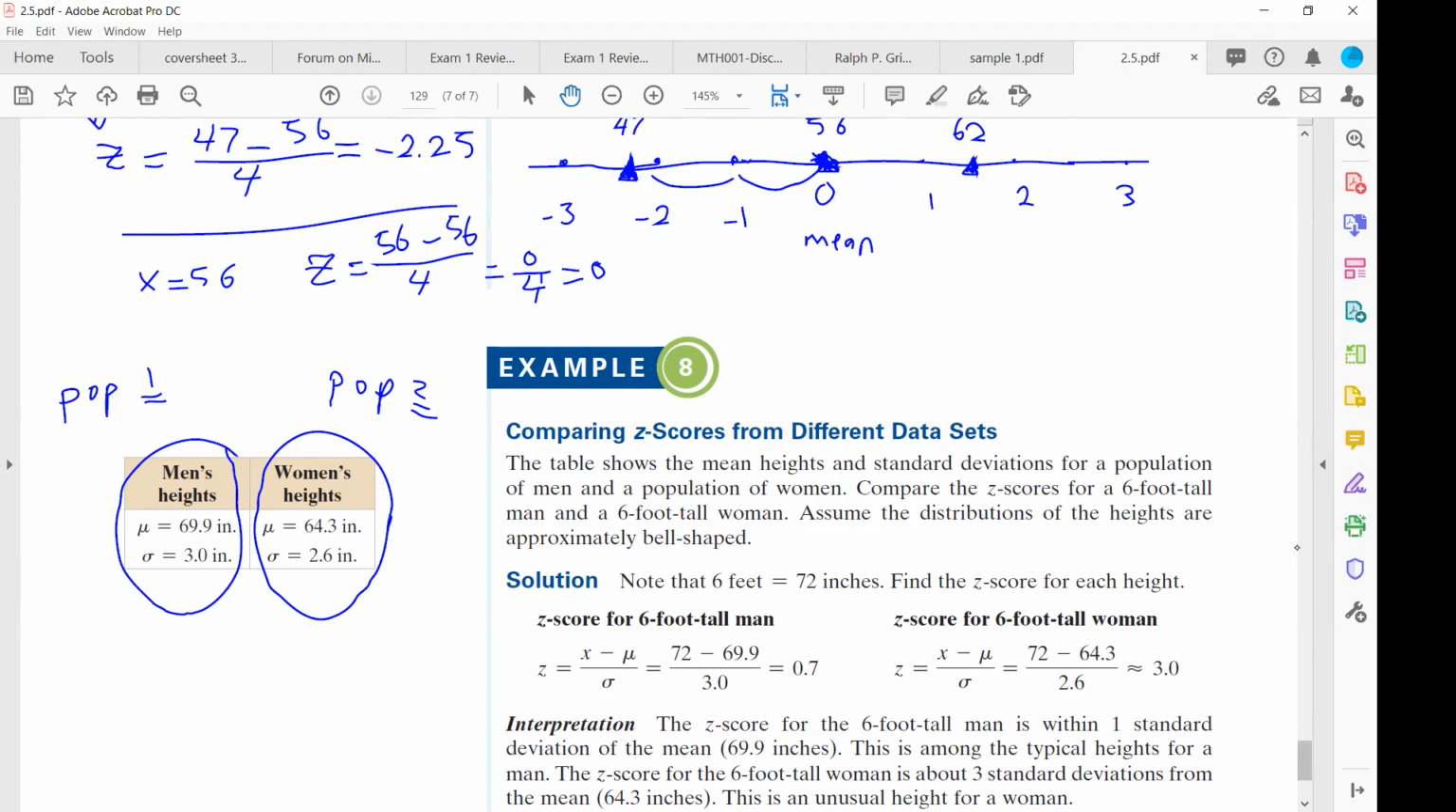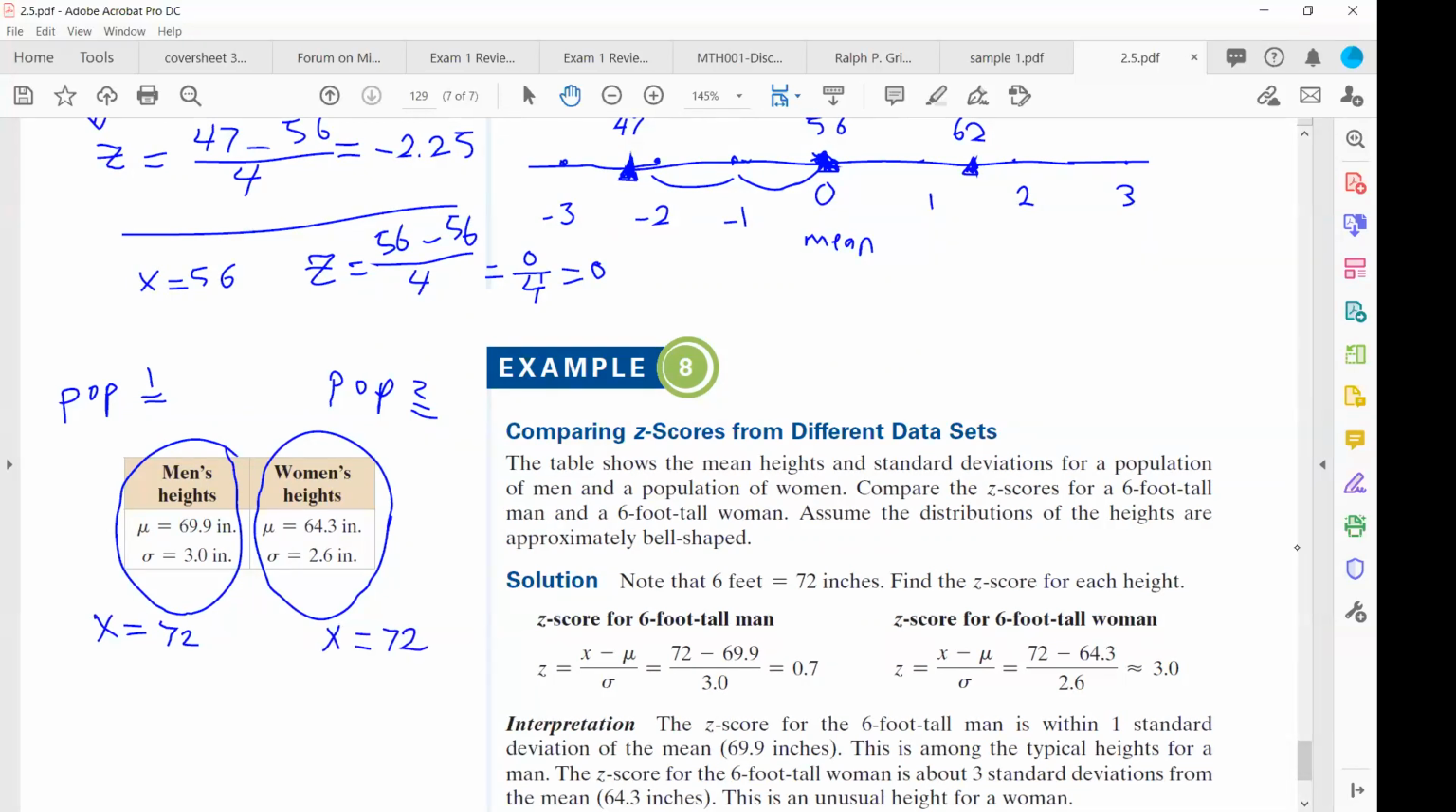Of course, we have different populations, so we get different z values. Your x is the same, so convert your x, which is 6 foot tall, into inches. Why is that? Because the unit in the population is in inches, not feet. Okay.